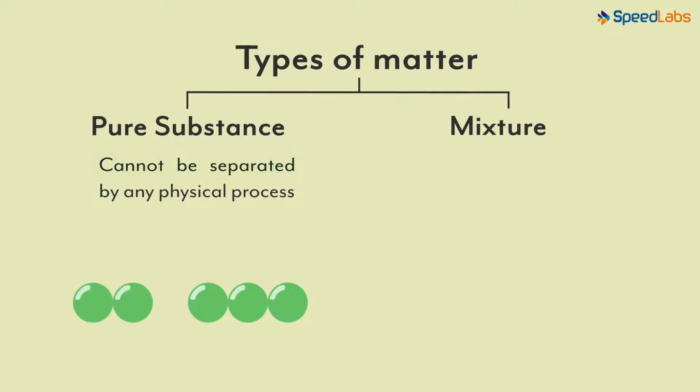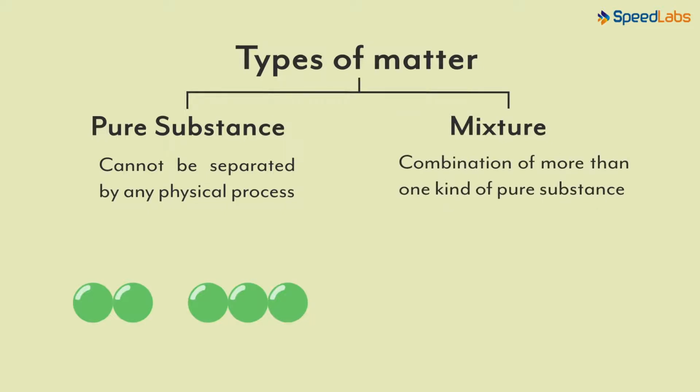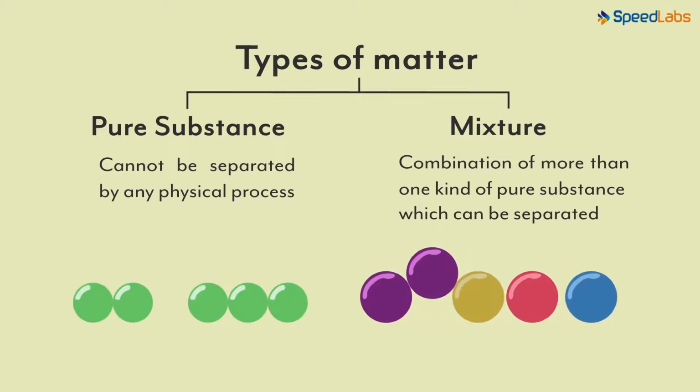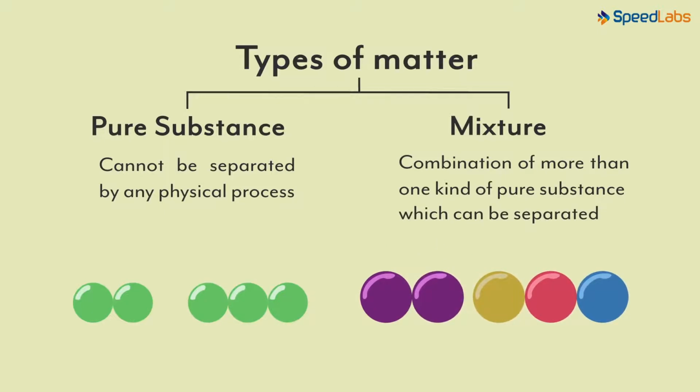What about a mixture? A mixture, as we just saw in the example, is a combination of more than one kind of pure substance. We have multicolored marbles in this mixture. Can we separate these different substances by any physical process? Yes, of course we can. We can separate the similar ones by the process of handpicking. Similarly, matter which exists as a mixture can be separated, but pure substances cannot be separated.